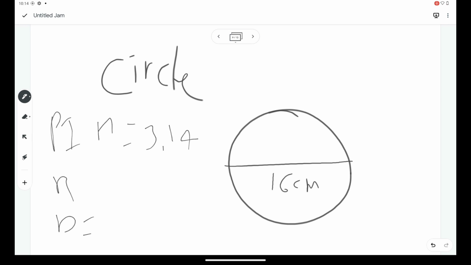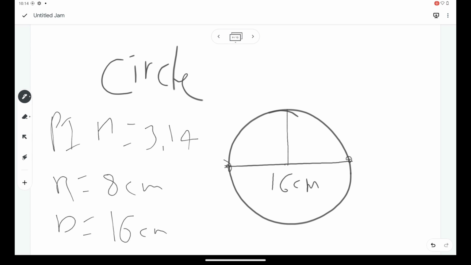Now diameter I've already labelled on the circle for you. The diameter is the distance between one part of a circle and the directly opposite part of the circle. So the diameter is 16 centimeters. The radius is the distance from the outside point of the circle directly to the middle of the circle. But an easy way to understand this is that it is just half of whatever the diameter is. So in this case, 8 centimeters.